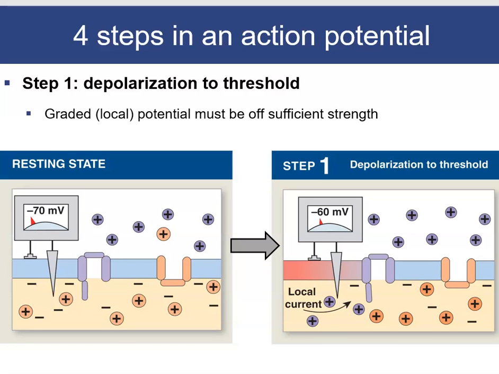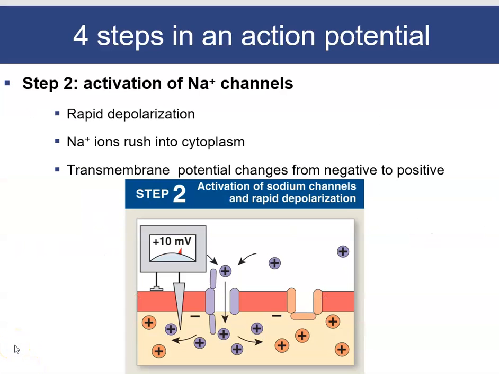Now let's look at the steps involved in an action potential. Here's our resting state. We have to depolarize that membrane to threshold. And again, change this number to -50. So we have a graded potential that is strong enough to open up enough gates to raise that transmembrane potential to threshold of -50. This will then begin to activate sodium channels. The sodium voltage gated channels will open up and sodium will begin to rush into the cell. This is going to result in a very rapid depolarization.